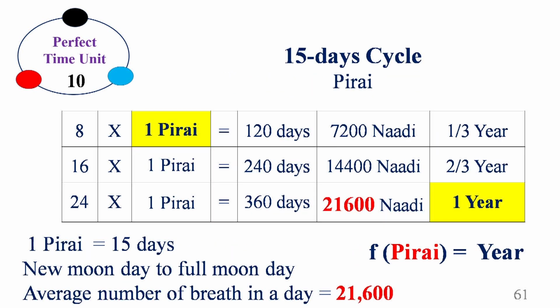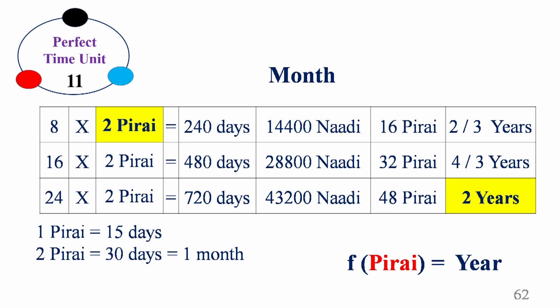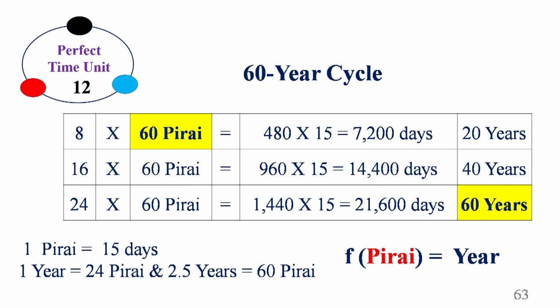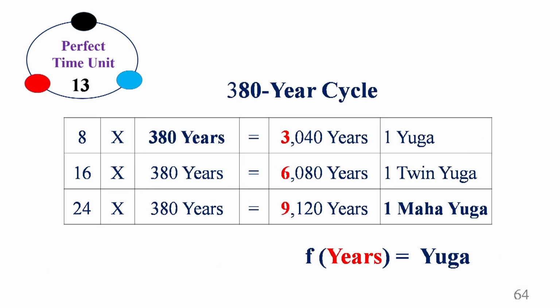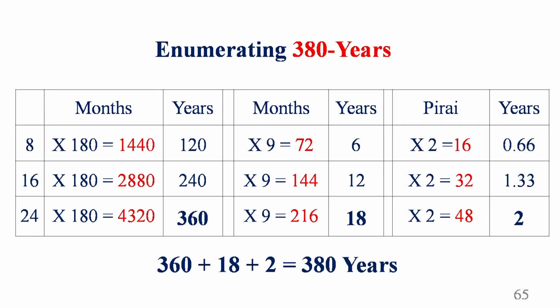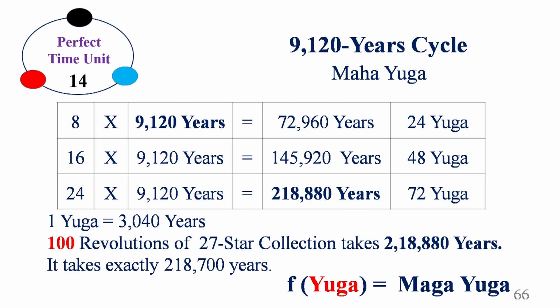The time units Pirai and year are functionally related. The time units Twin Pirai and twin years are functionally related. The time units 60 Pirai and 60 year cycle are related. The time units, years and yuga, are functionally related. The method to enumerate 380 years is also specified. The time units, yuga and maha yuga, are functionally related.